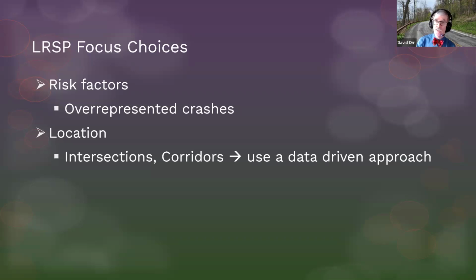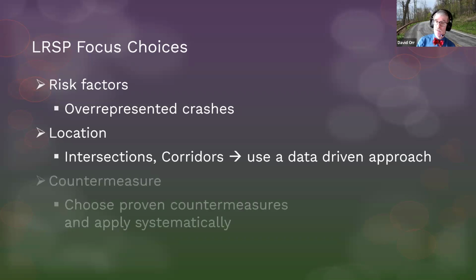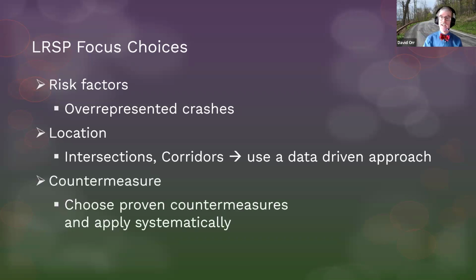Okay? And then you could say, we're going to take a particular countermeasure and we're going to choose the proven countermeasure. In this case, we're going to apply it systematically. That's different than systemic. Systemic is a risk-based approach where you focused on where the crashes might occur due to risk. A systematic approach is we're going to now use this particular countermeasure on everything, every single time. So we're always going to put up curve delineation. We're always going to use safety edge when we're paving.